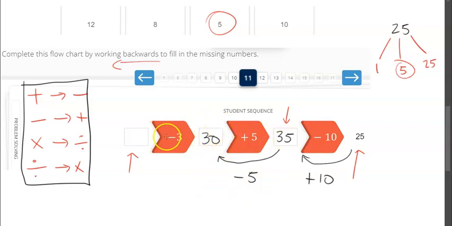Last one, some number take away 3 has to be 30. Let's get the opposite, and let's plus 3, and we get 33. Now this number sequence makes sense. 33 minus 3 is 30, plus 5 is 35, take away 10, 25. And we're in the same position with the last number that we were in the first place by starting with 33.